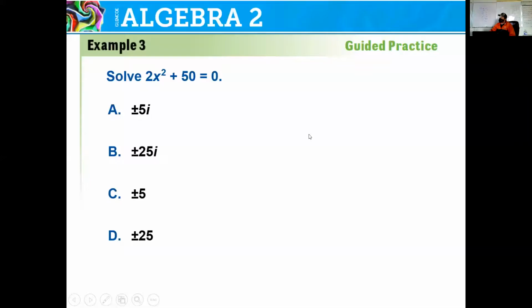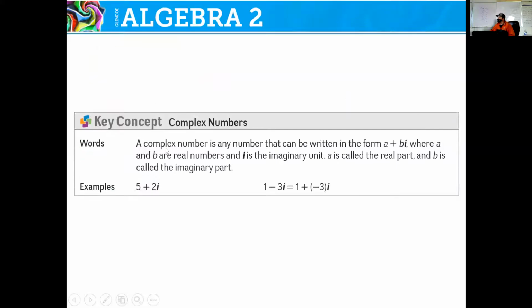You can see it's a pretty simple process because it's repeating the same thing over and over again. It really doesn't get too tricky until you're dealing with division and multiplication. So here are your complex numbers. A complex number is any number that can be written in the form a plus bi, where a and b are real numbers and I is the imaginary unit. A is called the real part and b is called the imaginary part.